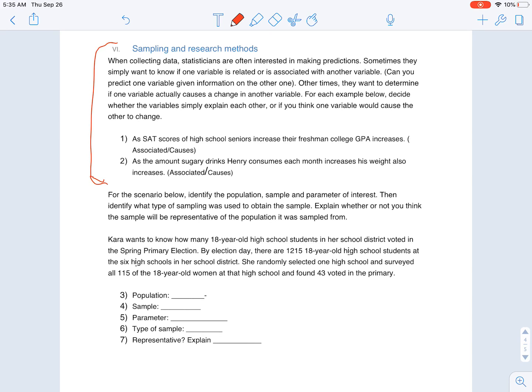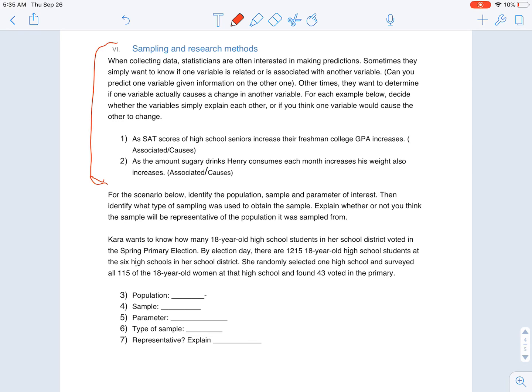Kara wants to know how many 18-year-old high school students in her district voted in the spring primary election. By election day, there are 1,215 18-year-old high school students at the 6 high schools in her district. She randomly selected one high school and surveyed all 115 of the 18-year-old women at the high school and found 43 voted in the primary.